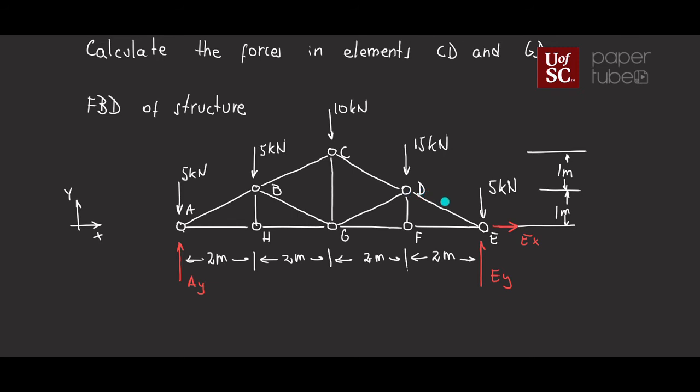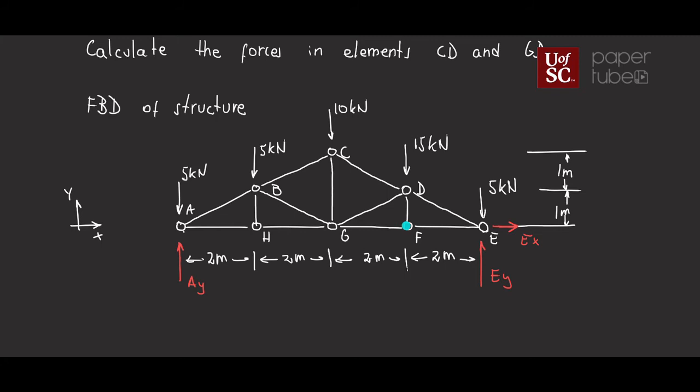Let's see. I know that force, but I don't know CD, I don't know DG, I don't know DF. So that is too many unknown forces. I cannot jump straight to D, right? So what I need to do is look at F. And now just by looking at F, I'm starting to realize, wait a second, this DF is what is called a zero force member. Okay, zero force member. So let's look at why this is a zero force member. And to do that, let's do the free body diagram of F.